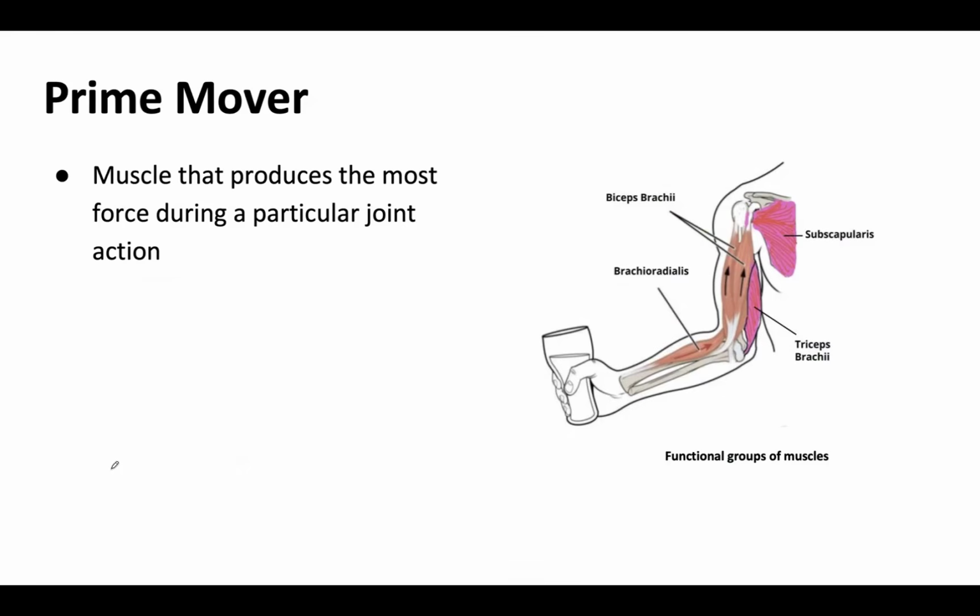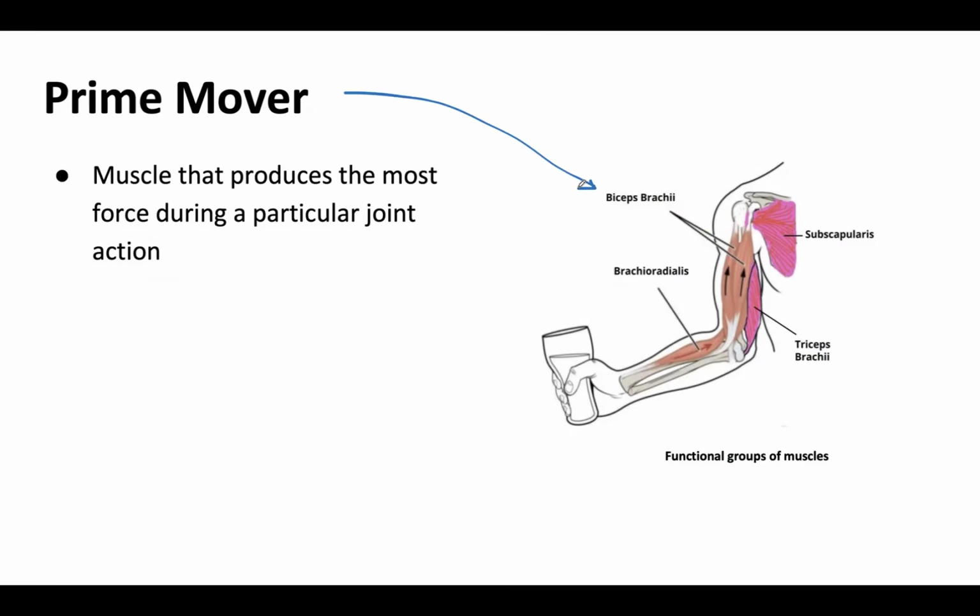It is the muscle that produces the most force during a particular action. So in this illustration on the right, we are seeing someone who is on a quest to take a drink of water or milk or whatever it is in that cup. And so they need to flex their elbow. This image is showing that the biceps brachii is the prime mover here.